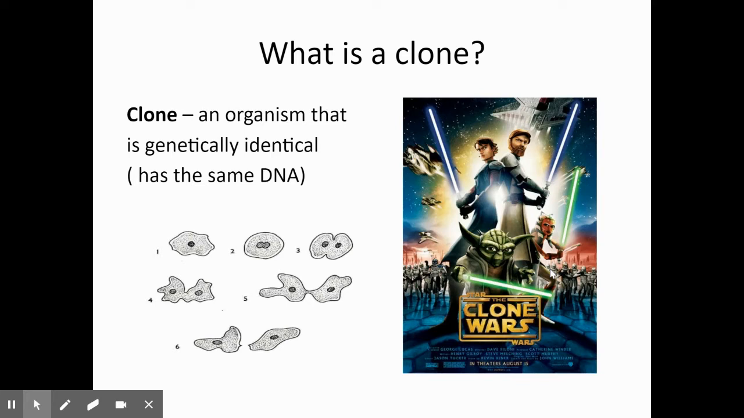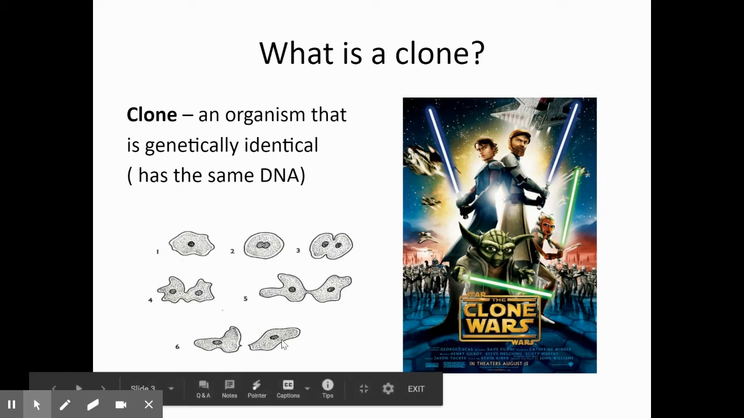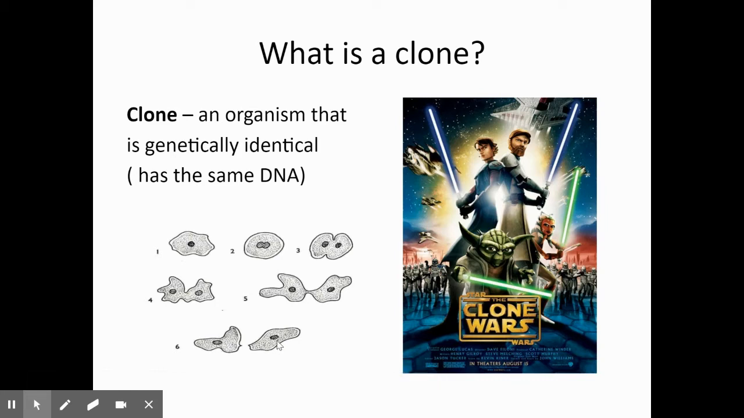Simply, a clone is just an organism that has the same DNA or is genetically identical to another organism. So I took an example here. We've got an amoeba, and the amoeba has simply divided into two. So this cell would have the same DNA as this cell over here. So we would say that our amoebas here are clones of each other.